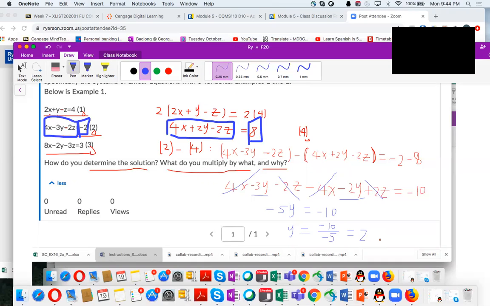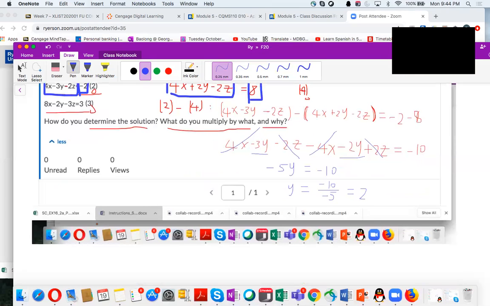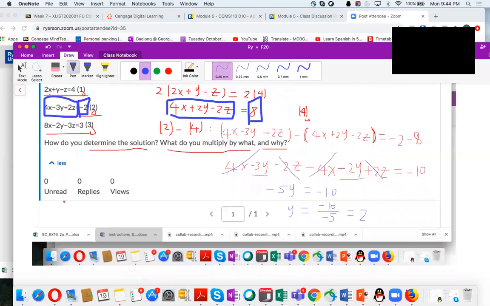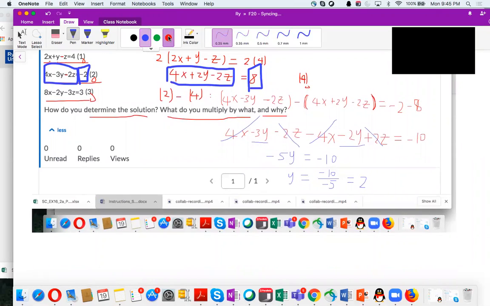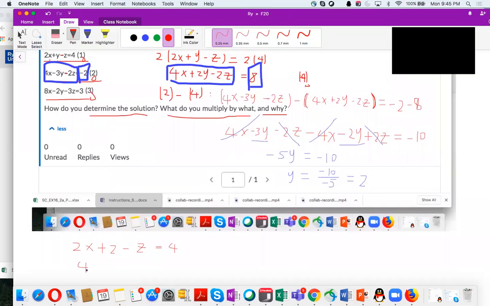Okay. Once you solved for y, you can plug in this y into 1, 2, 3 so that you only have two variables, x and z. Okay, so y equal to 2, plug y equal to 2 into equation 1. I'm going to increase the screen. Y equal to 2, plug in equation 1, you get 2x plus 2 minus z equal to 4. And then plug y equal to 2 into equation 2. You get 4x minus 3 times 2 minus 2z equal to negative 2.